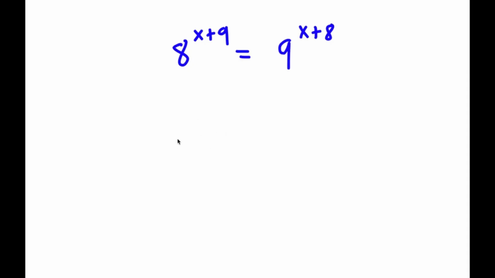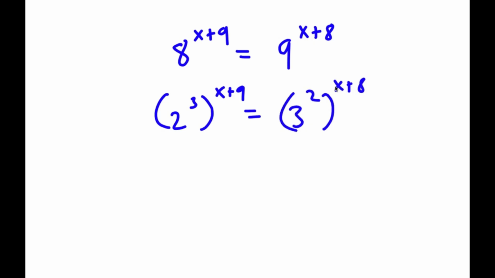Alright, so in this problem, I have 8 to the power of x plus 9 is equal to 9 to the power of x plus 8. So I'm going to first rewrite 8 as 2 to the power of 3. So now I have 2 to the power of 3 to the power of x plus 9 is equal to 9, I'm going to rewrite as 3 to the power of 2. So 3 to the power of 2 to the power of x plus 8.